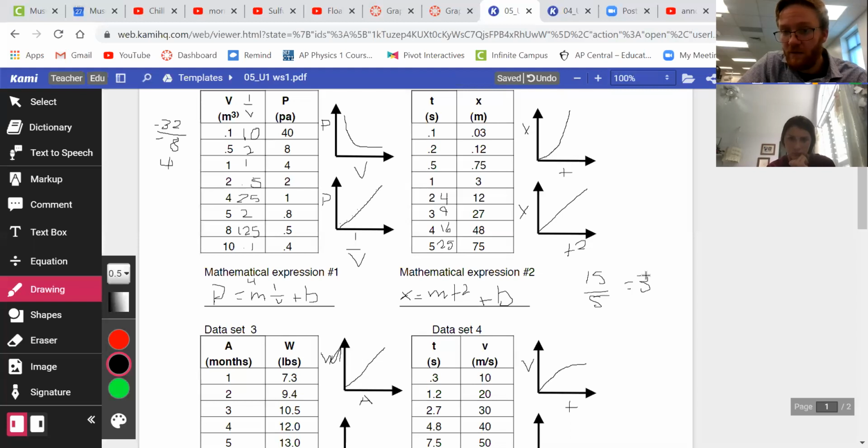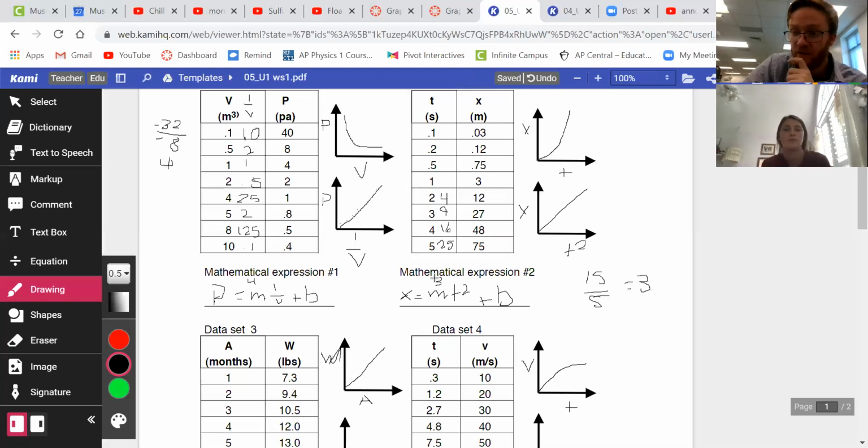Does that make sense? For this line right here. So if I plug in 3 and take any t value, it will give me any x value. Okay, let's take 5. Okay, what's 5 squared? 25, sorry. 25. What's 25 times 3?